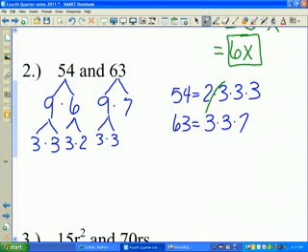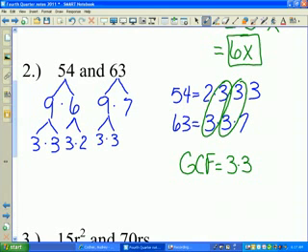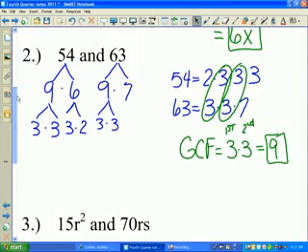What do they have in common? They have one set of 3's in common and another set of 3's in common. So my greatest common factor is 3 times 3 because it's the 3 in that first set times the 3 in the second set, which gives me a total of 9. Okay? So hopefully you guys are seeing this.